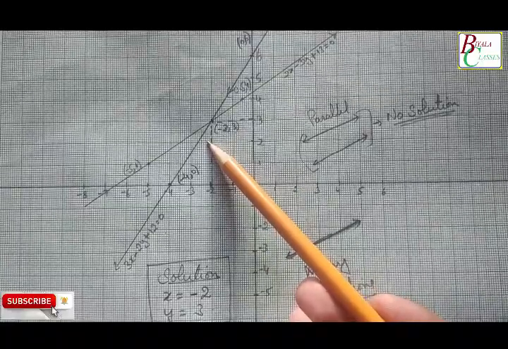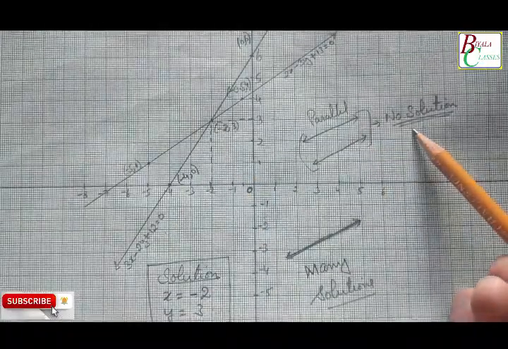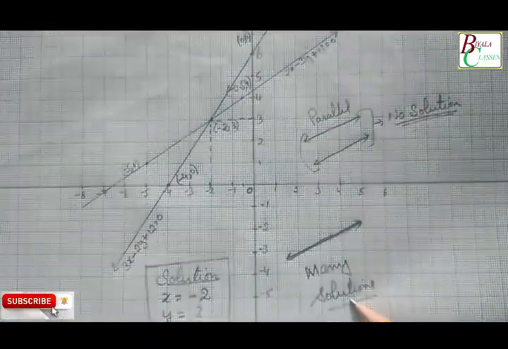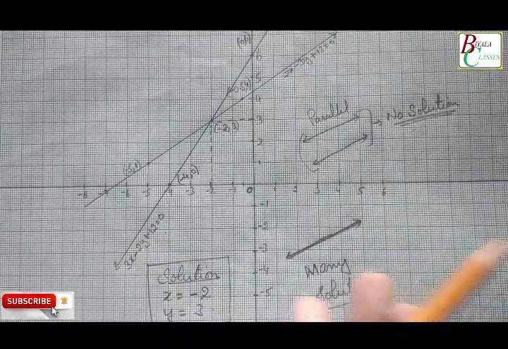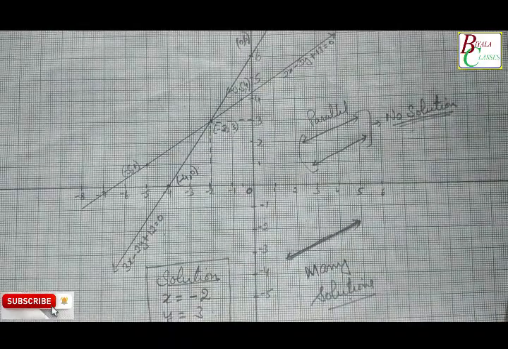One is intersecting lines, where you get a unique solution. Parallel lines, no solution. And coincident lines, many solutions. So this is how you solve linear equations graphically.